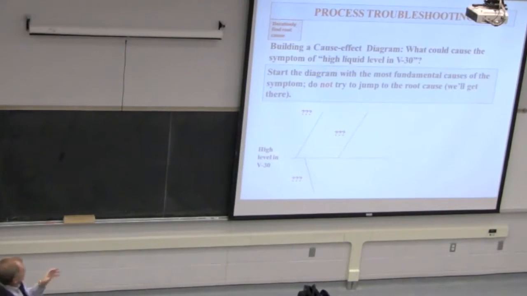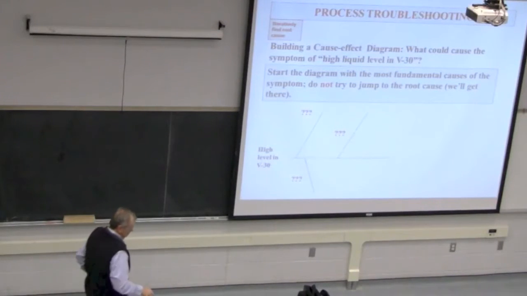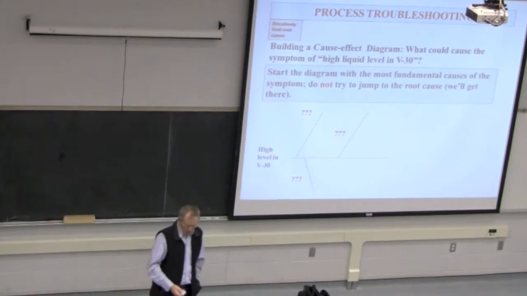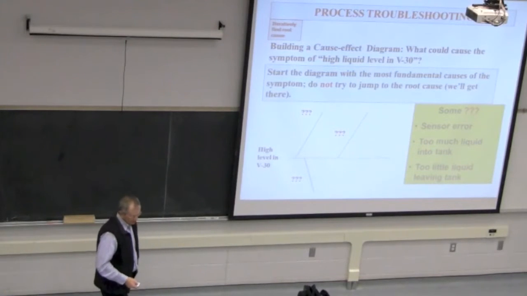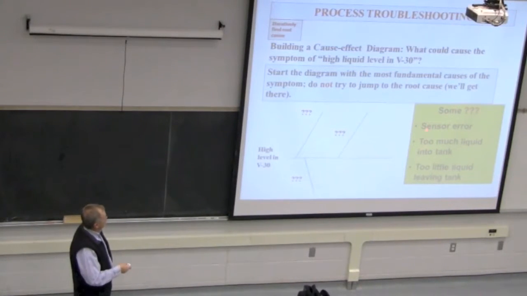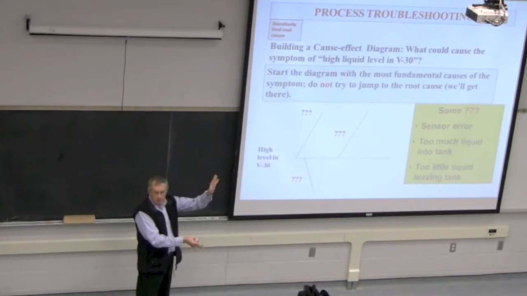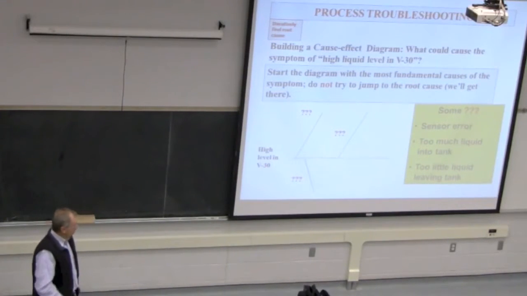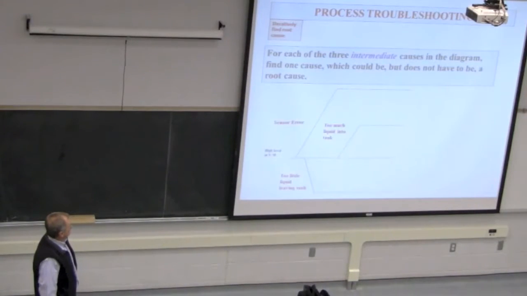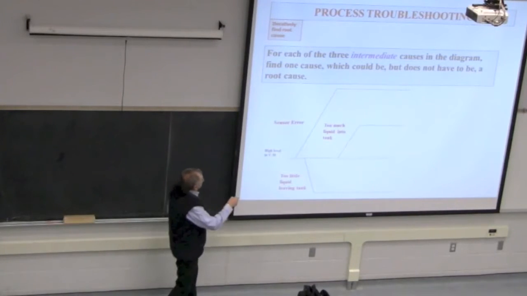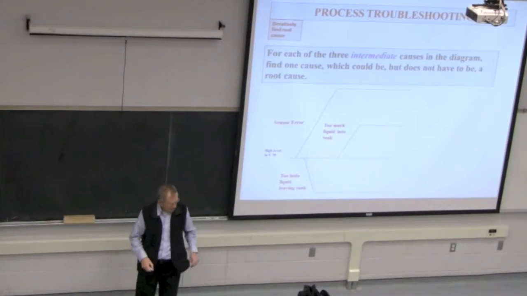Okay. If we have too much liquid in the tank, one of two things has happened. Too much flow in or too little flow out, all right? So we take those three as our starting causes. Again, those are not root causes. Okay, so these are not root causes, but we're going to spread out from these causes to ultimately work our way through to root causes, okay? So here's the next one. I've erased this information, I hope.